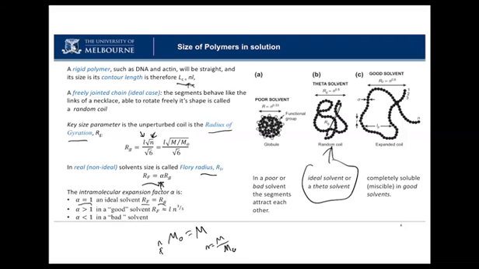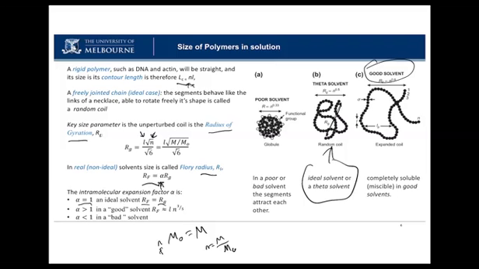So in a good solvent, the polymer is actually happier to be in the solvent than it would be if it was in a polymer melt of all of the same polymers. So it has a very positive interaction with the solvent, and it's expanded, and it's actually a little bit bigger, and so that's what a good solvent would be.